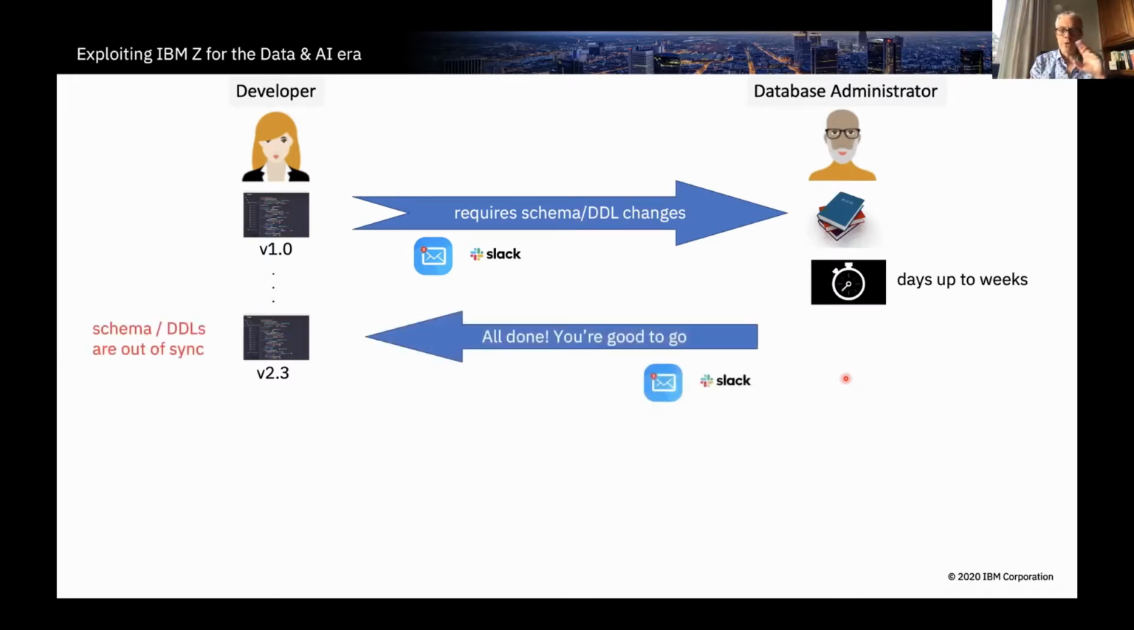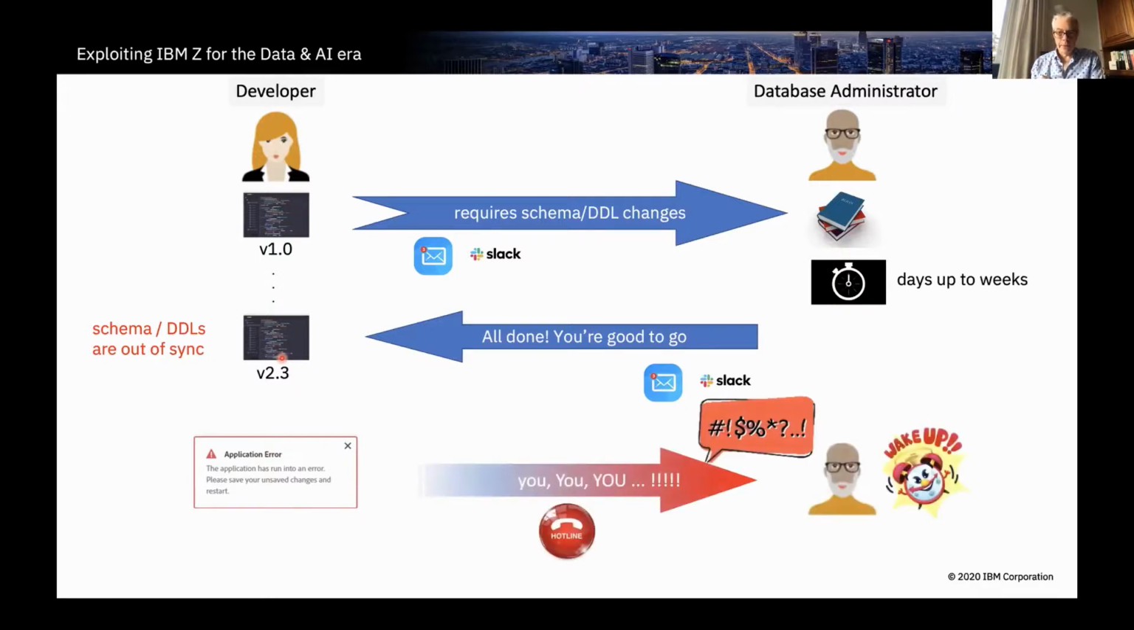But of course that's dangerous, because after a couple of days or weeks, the database administrator says you're good to go, all set. But then you might end up in a situation where the schemas and the DDLs are out of sync with code version 2.3. And that might not always be easy to test or to see. At least we've seen cases where an application starts to go rogue and throw application errors. And then what's left is that the developer will call the database administrator in the middle of the night, because the bad job suddenly went south, and terrible things are happening.